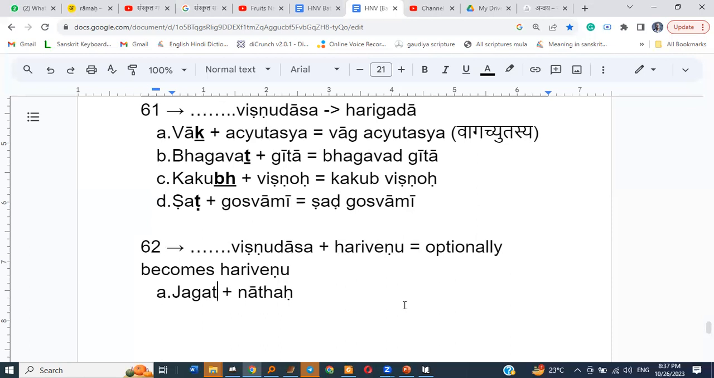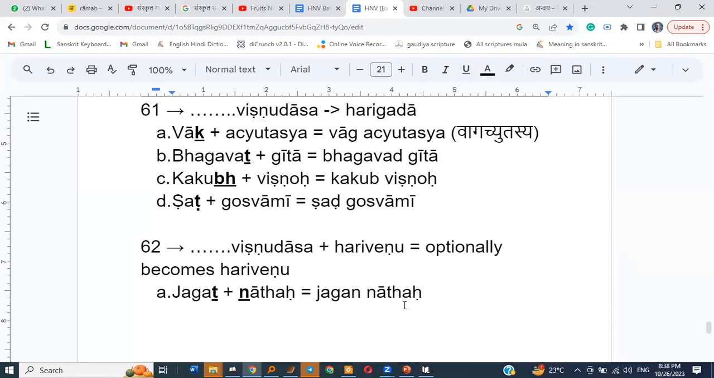Jagat is a word ending with the Vishnu Dasa, Tarama. Now, this Tarama, which is the Vishnu Dasa, is followed by a Harivenu. Na is a Harivenu, no? So the sutra says that optionally this Tarama will become the Harivenu of its own Varga. So what is the Harivenu of Ta Varga? Ta, Tha, Da, Dha, Na. Na. So it will become Jagan Natha.